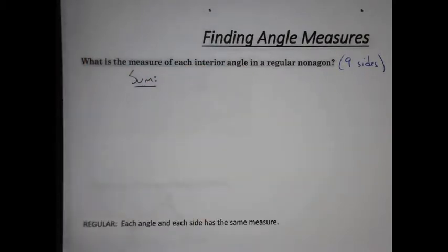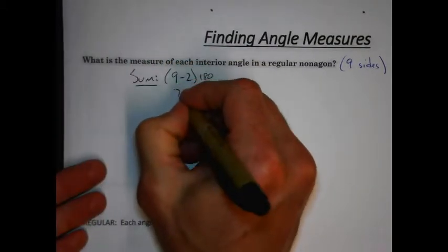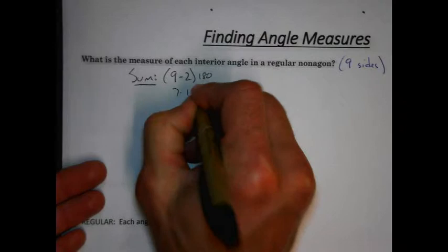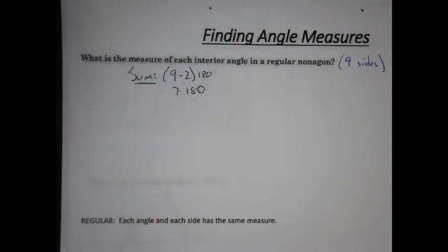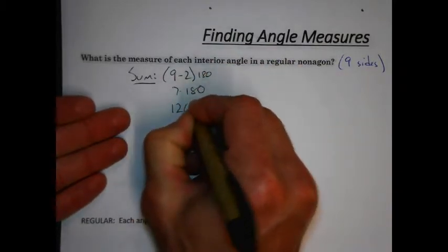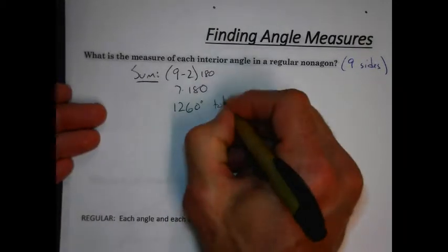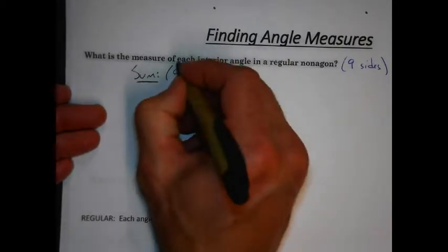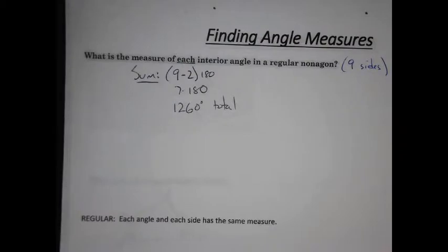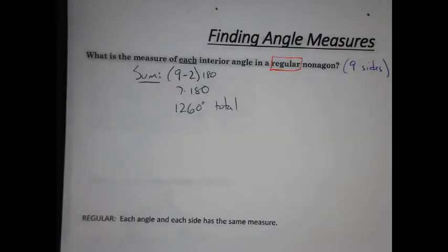And so we have a 9-sided figure minus 2 times 180, or 7 times 180. And so we have that big number. As I punch it in, 1260. So that's the total, right? It's a total interior angle, but the question is asking about each. So in order to find that, and since we know it's regular, key word, we can simply divide by 9.